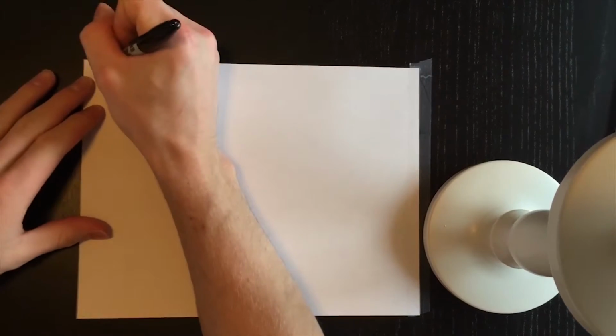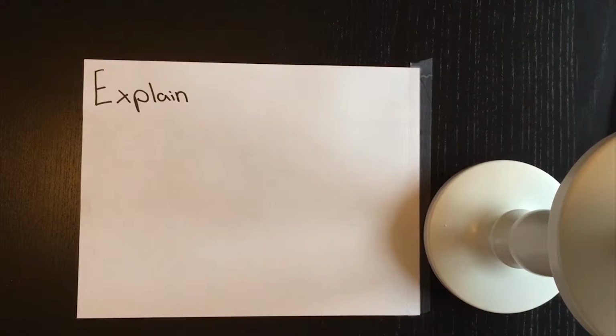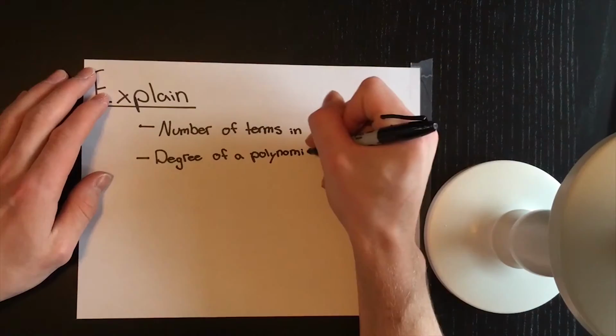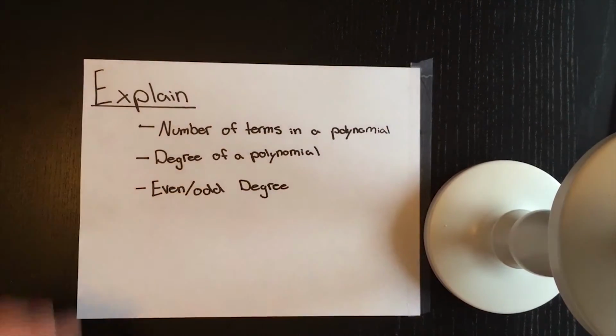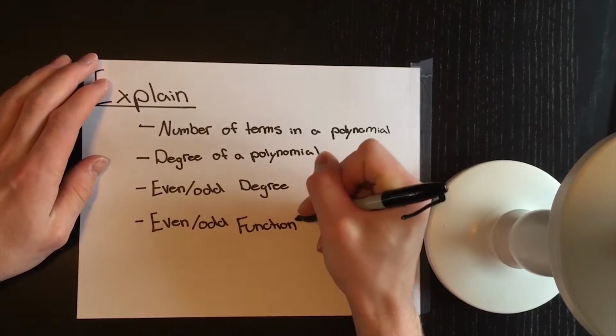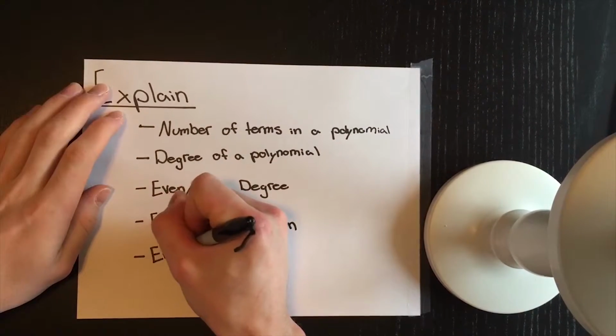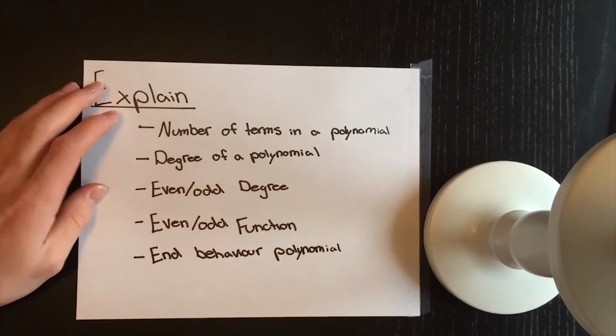In this video, I will explain the meaning and significance of the number of terms in a polynomial, the degree of a polynomial, the meaning of an even and odd polynomial, and an even and odd function with respect to symmetry, and finally, the end behavior of a polynomial.